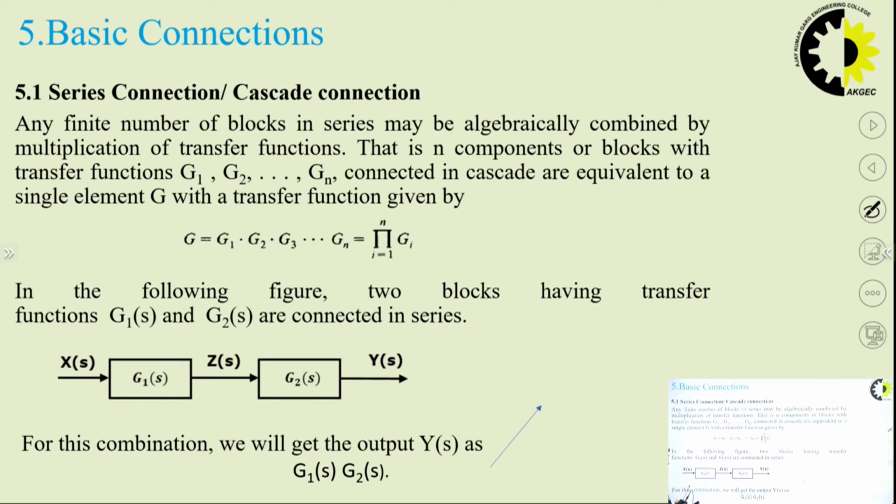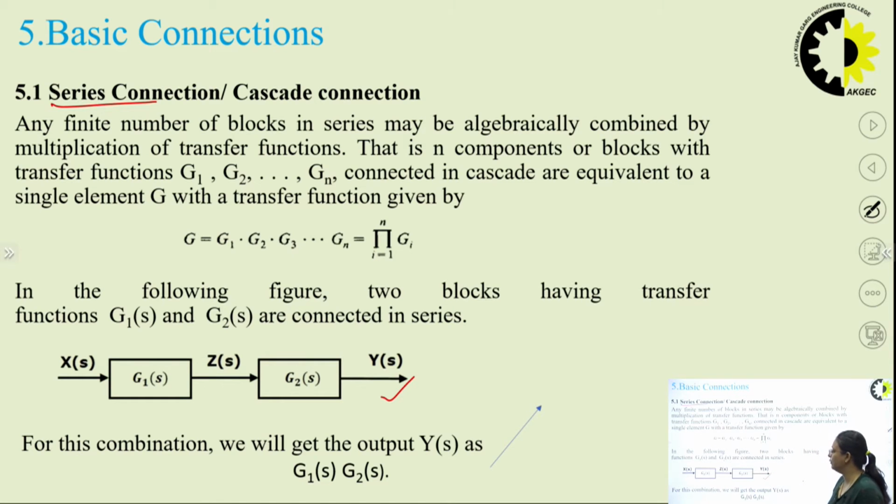Now coming to the basic connections. The first one is the series connection. It is also called the cascade connection. Any number of blocks, n number of blocks, can be connected in series, and they can be represented by a single block with their transfer functions or gains multiplied by each other, right? You can see the example here.